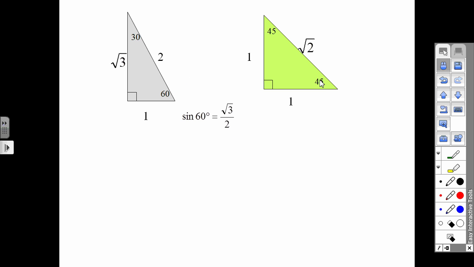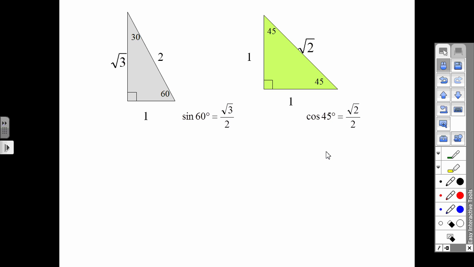Likewise, if I went over here to, say, 45 degrees, and I wanted to know what the cosine of 45 degrees is, well, that's adjacent over hypotenuse, it's 1 over root 2. And I know that looks like, oh, it should be 1 over root 2, but if you rationalize the denominator, then you get root 2 over 2. Remember, you should always rationalize your denominator.